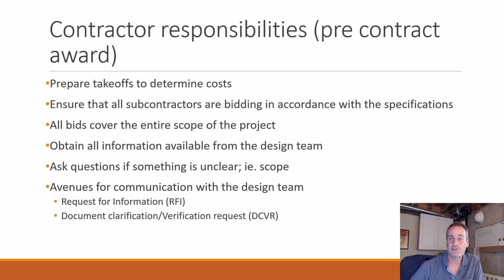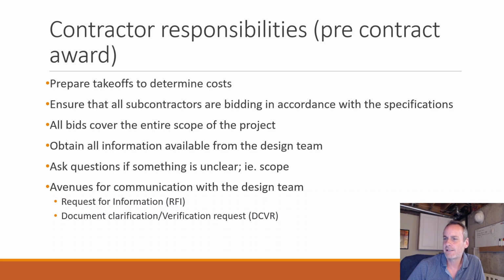And let's see, ensure that all the subcontractors are bidding in accordance with specifications. As a contractor, you're going to have subcontractors. Maybe you're subcontracting out the formwork for the concrete, and you have to make sure those subcontractors are doing what they need to do to meet those specifications and to have an accurate piece of their part of the bid, because you're going to take their number and add it to yours for the overall bid. Make sure that all bids cover the entire scope of the project. You don't want to leave something out, because if you leave something out, then you're the one who's going to eat it because it isn't in your bid.